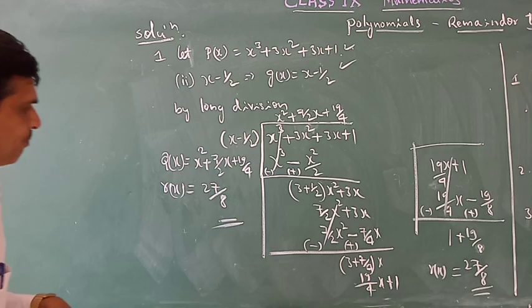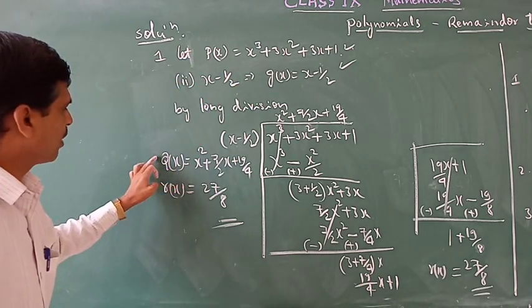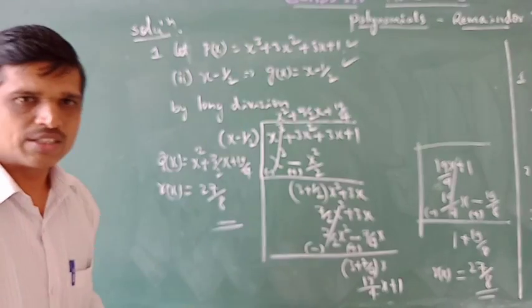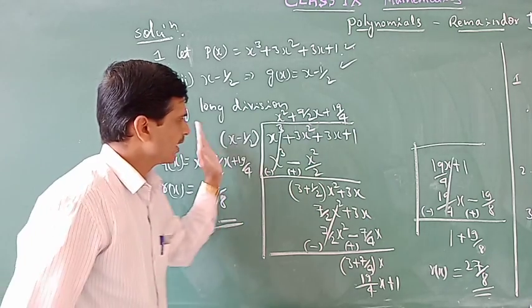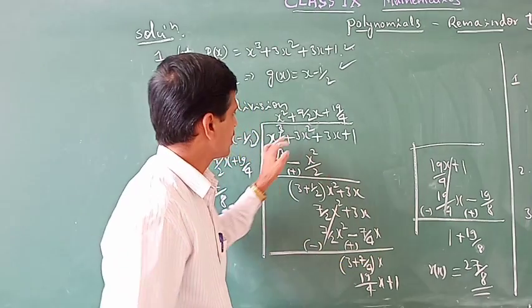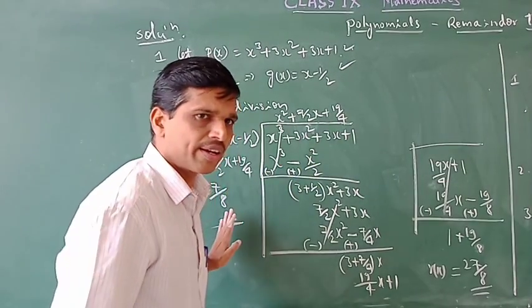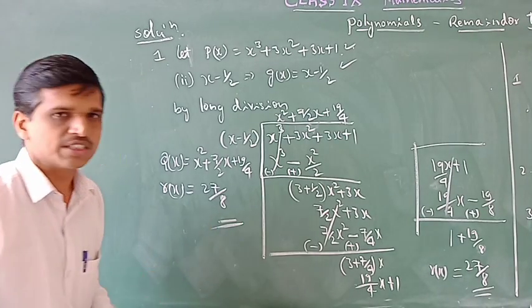So this is our required solution: p of x, g of x, q of x and r of x. Suppose you want to check it, use the same general form: p of x equal to g of x into q of x plus r of x. Then automatically verify the result. The dividend expression on the left side and the right side must be equal.